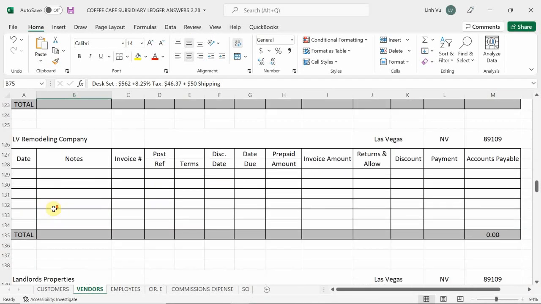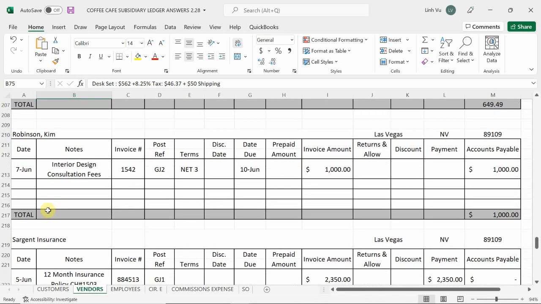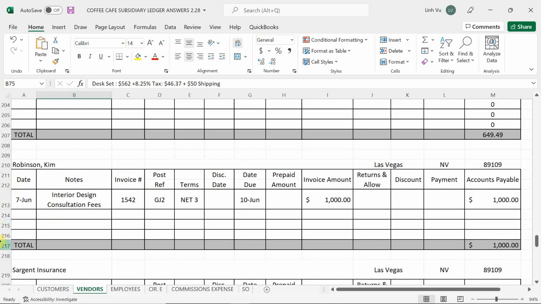and I look up Kim Robinson, or Robinson Kim, last name first, there she is. I received her bill on the 7th for the interior designing. It was invoice number 1542, and it told me it was due in 3 days. So we said it must have been due on June 10th. How much do I owe her? $1,000. We owe her $1,000.